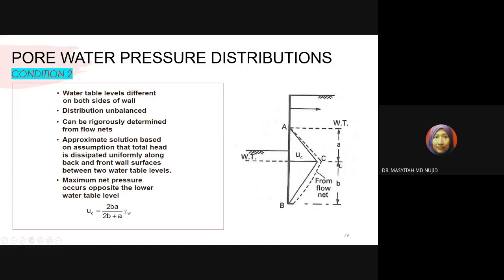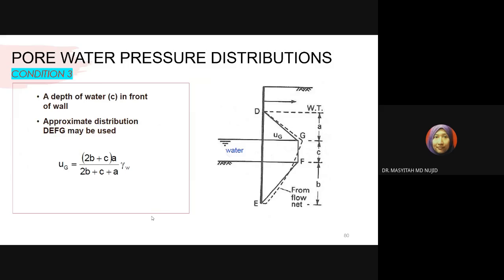What is B? B is the water table in front of the wall, multiplied by the water table level behind the wall, or the vertical height from the water table measured in front of the wall to the water table height at the back of the wall, over 2B plus A, times the water unit weight, or we call it gamma water, equal to 9.81 kilonewton per cubic meter.